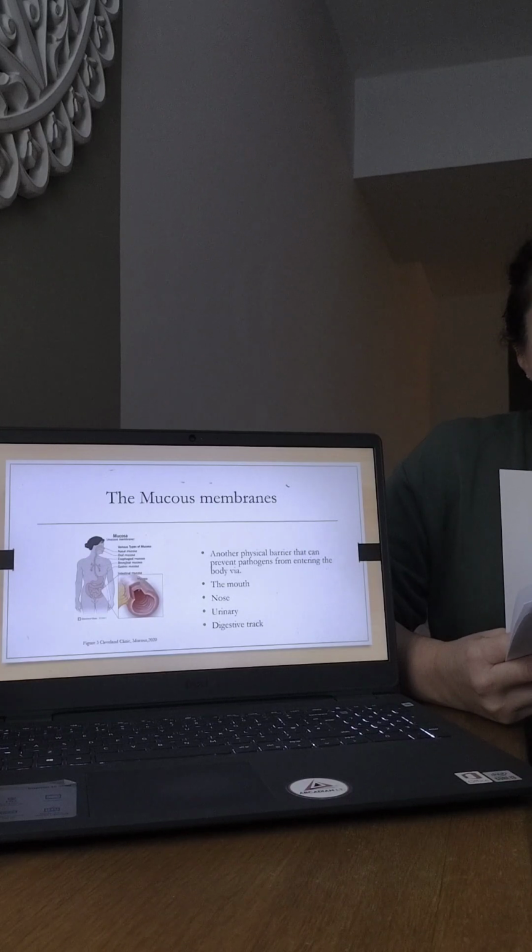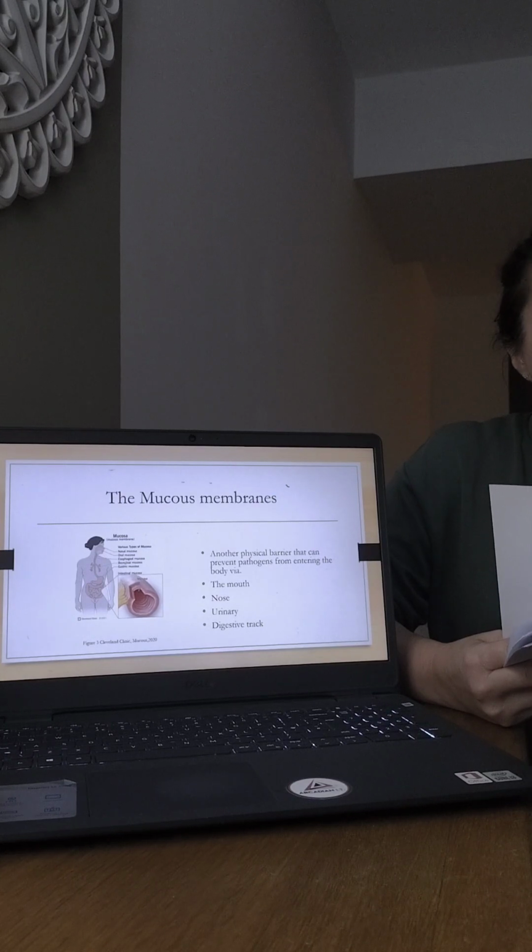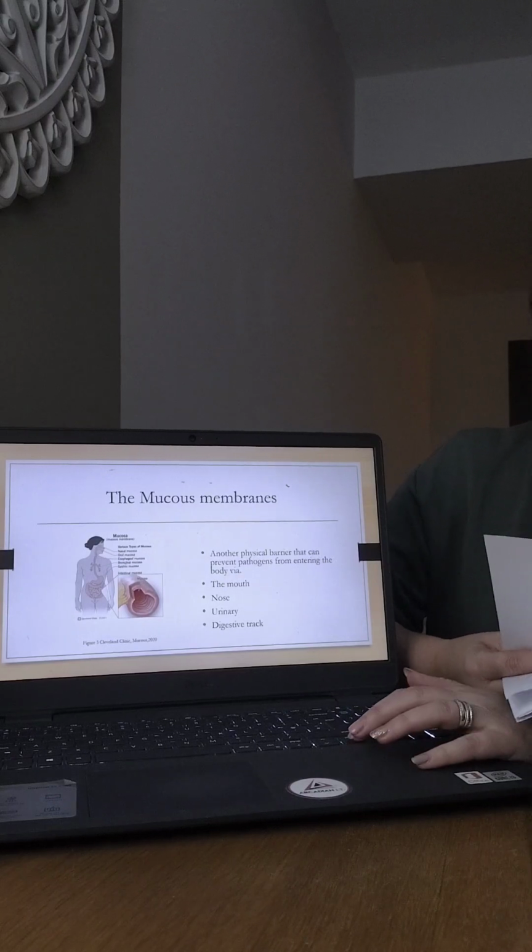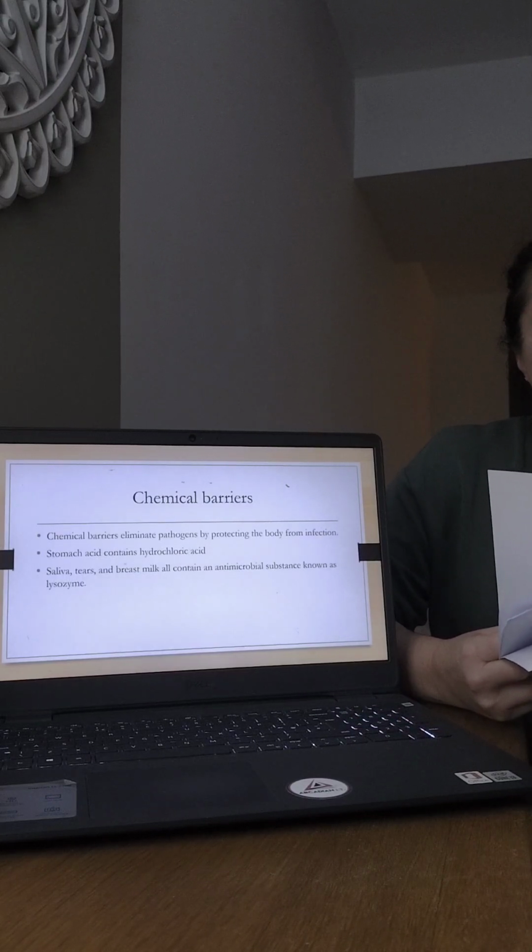The mucous membranes are another physical barrier that can prevent pathogens from entering the body via the nose, mouth, urinary, and digestive tract by trapping pathogens by producing mucus. The hair inside the nasal cavity and throat is known as cilia. These can trap the pathogens from moving further, and to remove them, you need to cough, sneeze, or blow your nose. Chemical barriers eliminate pathogens by protecting the body from infection.